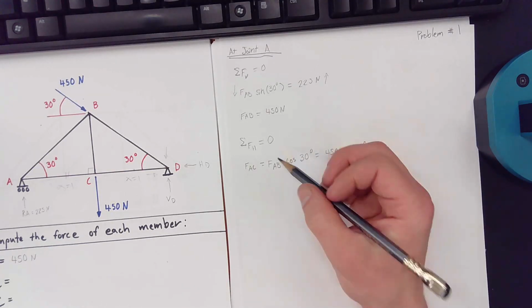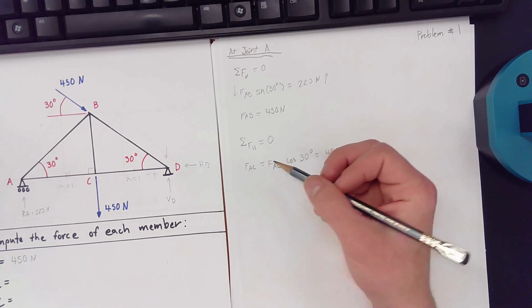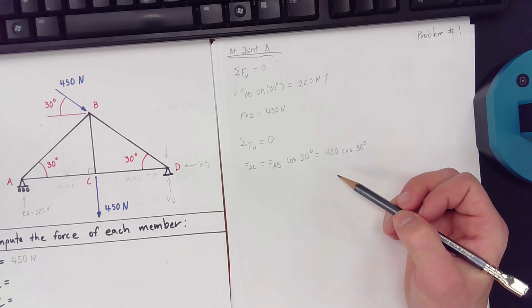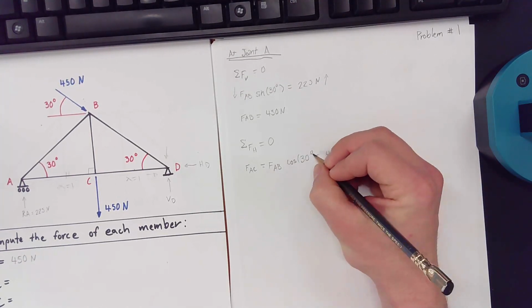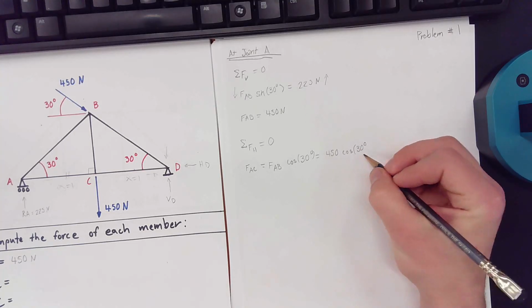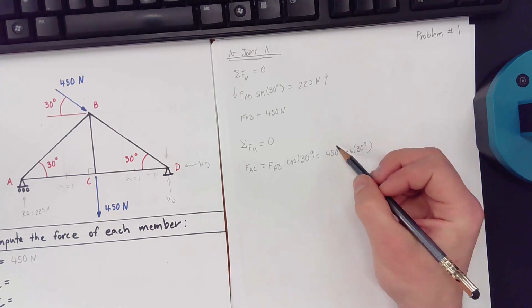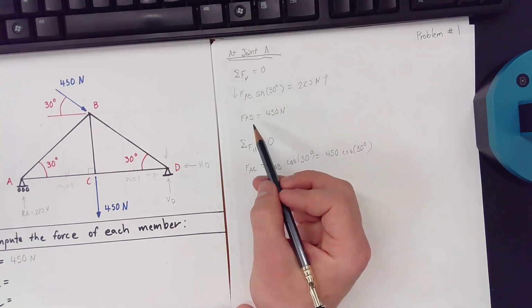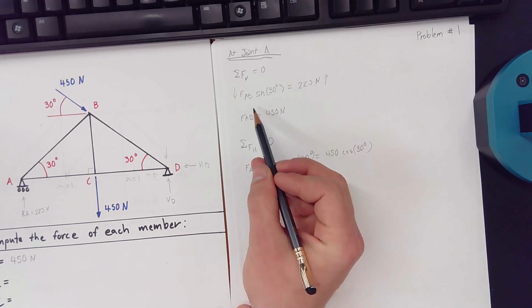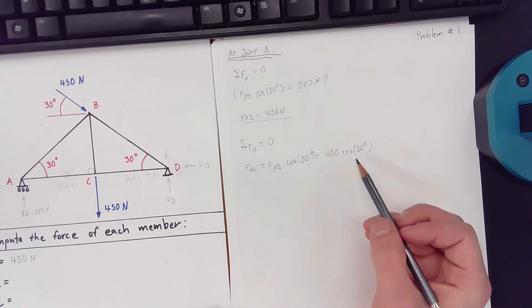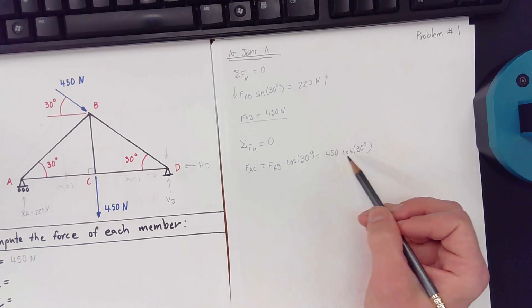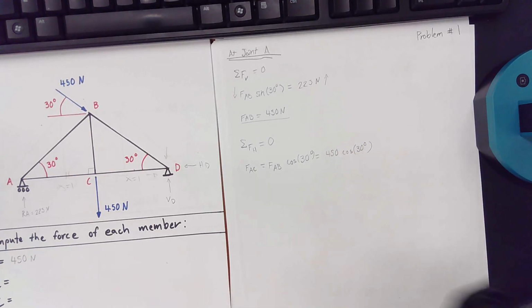And guess what? We already solved for FAB. So what we can do is we can input 450 right here. I should do some brackets to do this properly. We can input 450 for FAB because we already solved it right here. I should underline this. Okay, so all that we have left to solve is 450 cosine 30. And we'll put it into our calculator.